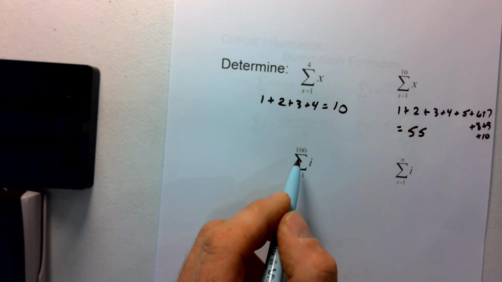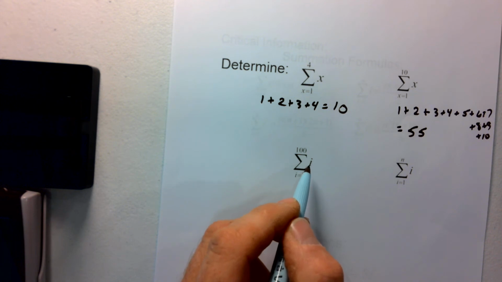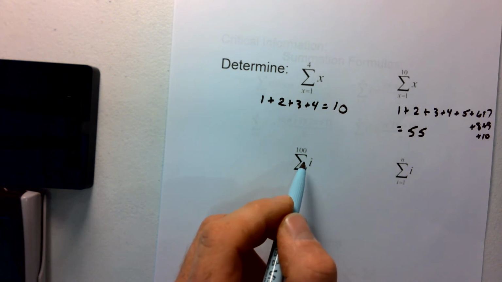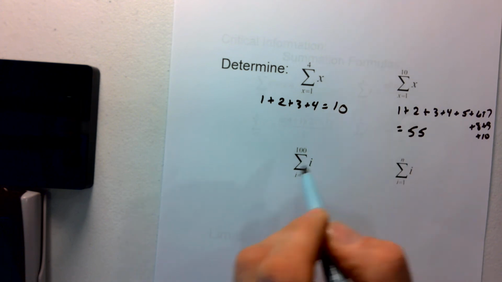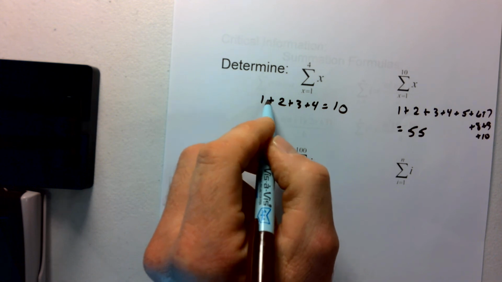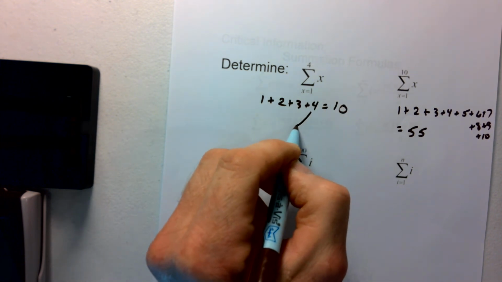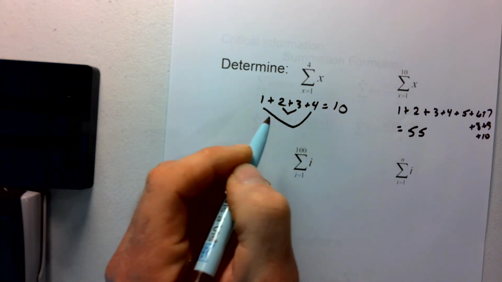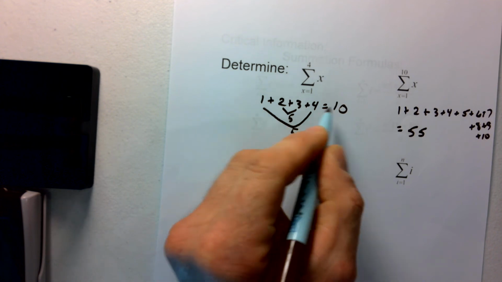What happens though if I go from 1 to 100? Now that this number gets very large, it's going to be very complicated and ugly for me. So can we come up with a way of getting to this without having to write out 1 through 100? Recall up here we had 1, 2, 3, and 4 added to give us 10. If I take this 4 and this 1 and this 2 and this 3, add them together, I get 5 and 5. 5 plus 5 gives me 10.